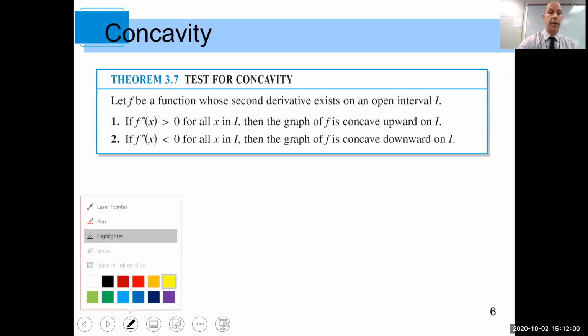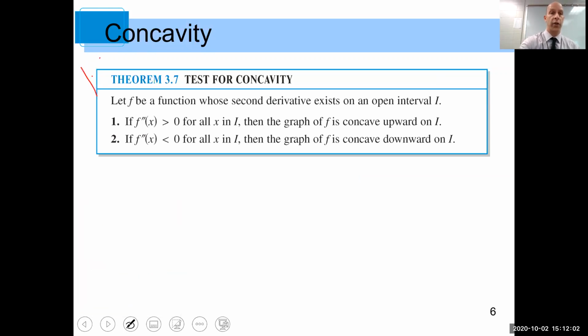Now, this is the most important slide of what we just said. The last slide gave us the definition of concavity. This slide tells us how to test for it. So I'm going to be asking you to find where it's concave down, find where it's concave up. So this is the most important slide based on concavity.